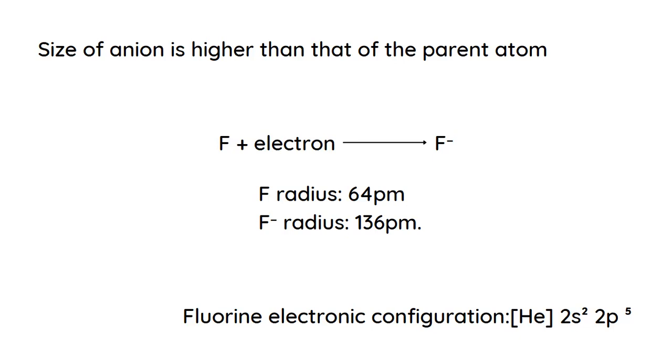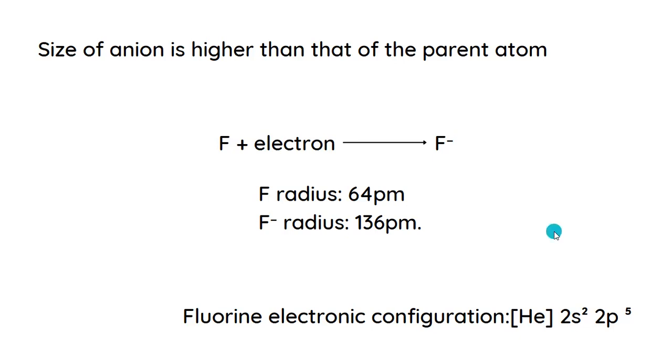First one, the electron repulsions are going to be higher than in 2p5. In 2p6, you have six electrons in its p orbital, p shell. So there is going to be some amount of electronic repulsion. Not only that, the magnitude of the nuclear charge is the same. So it will not be able to effectively pull the electrons towards itself because of the addition of an electron. So due to that, the size of the anion is higher than that of the parent atom.